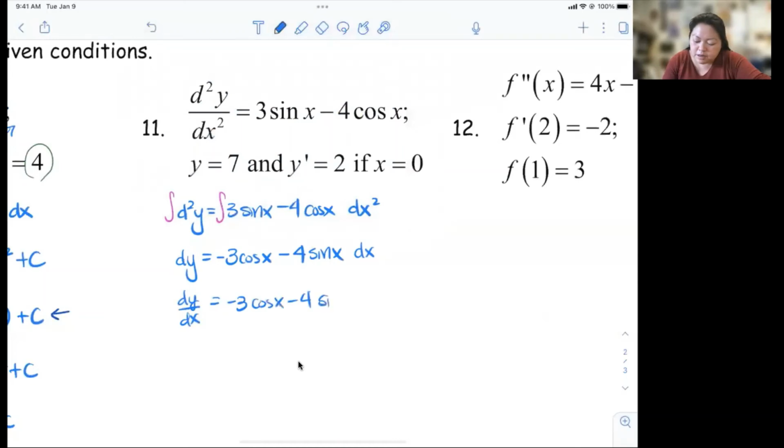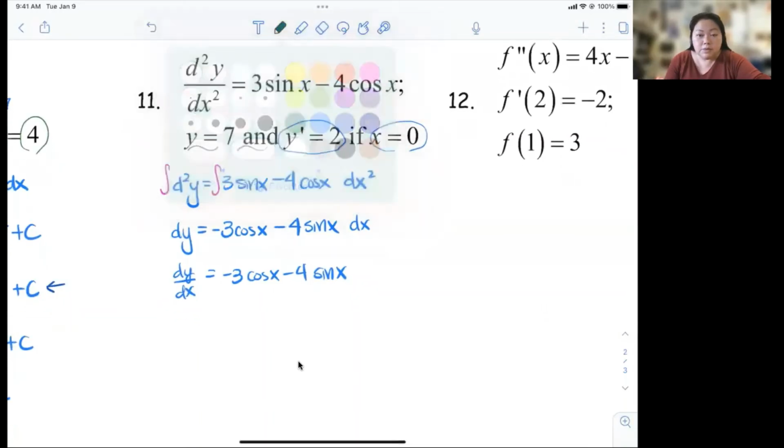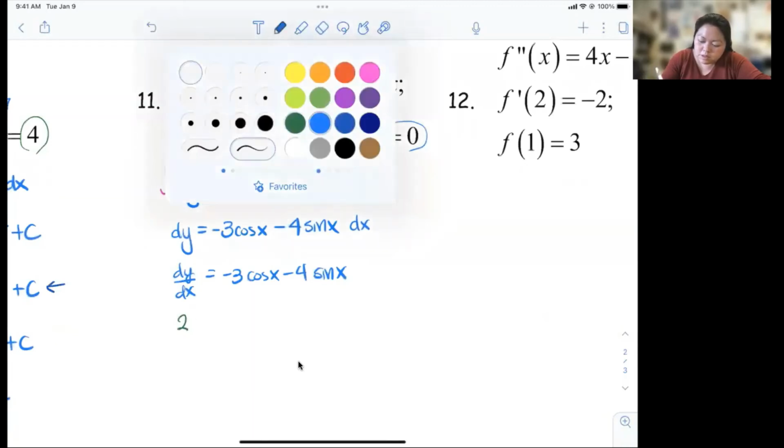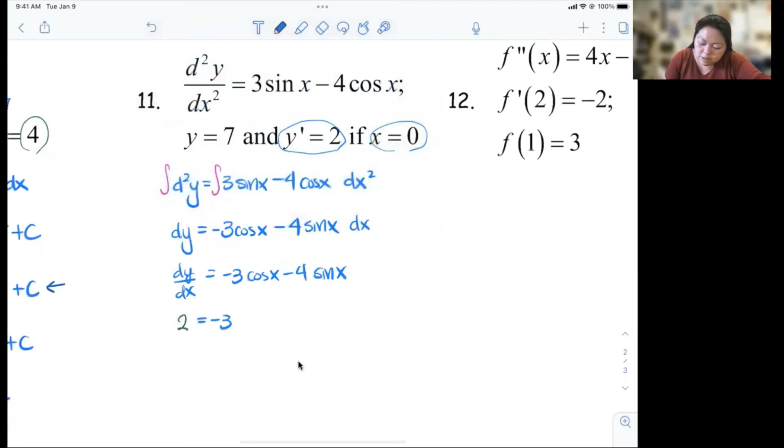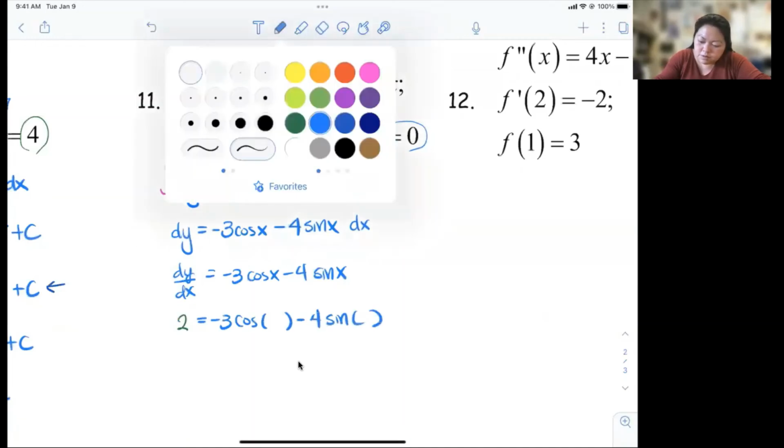It's just a little bit of a process here, because now I can say y prime equals 2 if x equals 0, right? So y prime is dy over dx. So 2 equals negative 3 cosine of 0 minus 4 sine of 0.